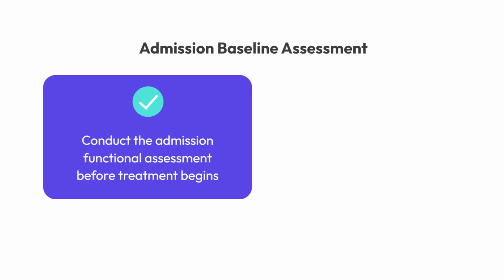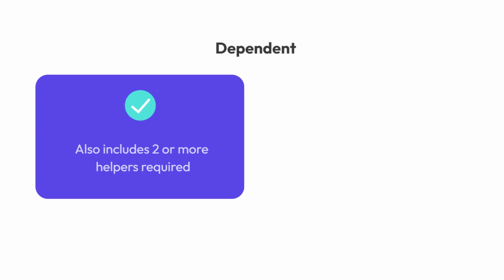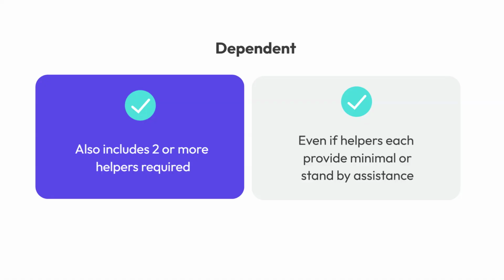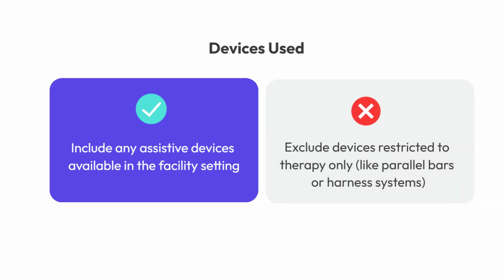Admission and baseline assessment. Conduct the admission functional assessment before treatment begins whenever possible. This shows the true baseline prior to therapy benefits. However, treatment should not be delayed if clinically necessary. Dependent also includes situations where 2 or more helpers were required, even if the extra helper provides minimal or standby assistance. Devices used. Include any assistive devices available in the facility setting, but exclude any devices that are restricted to therapy only, such as parallel bars or harness systems.